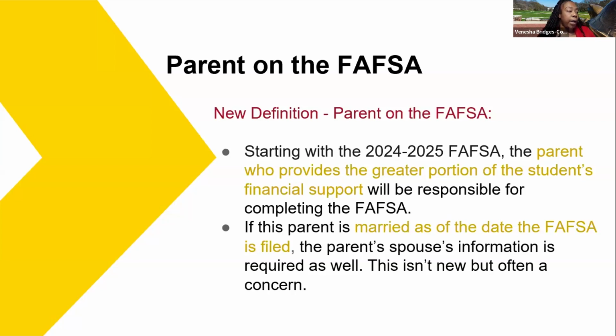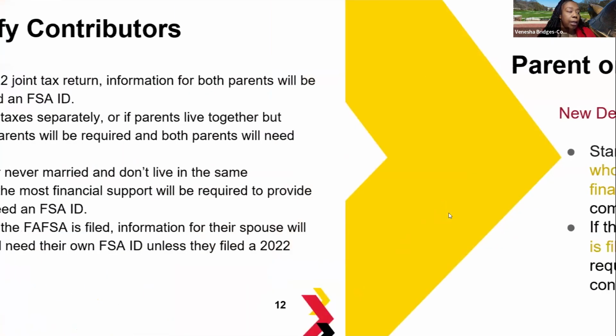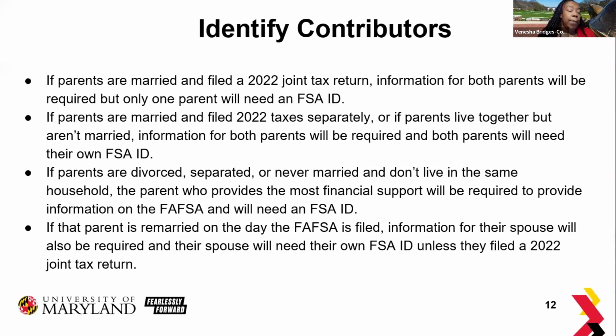And in addition, the parent who provides the greater portion of the student's financial support will be responsible for completing the FAFSA. So this is pretty much for our parents and students who are divorced or separated. The parent who provides more than 50% of the income in any academic year is the parent who should be completing the FAFSA, and it only requires one parent for completion. If parents are married within the household, even if it's a step parent, all parents must complete and submit their income information as well to be approved for federal aid.